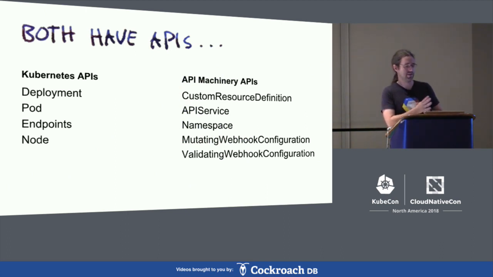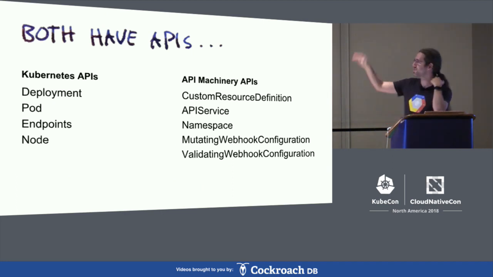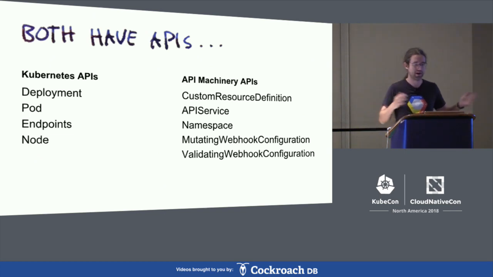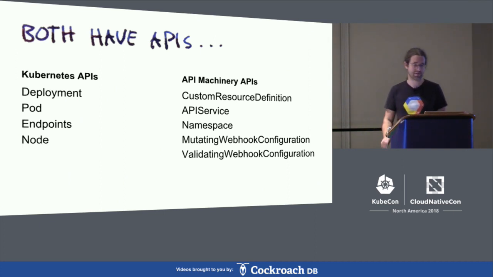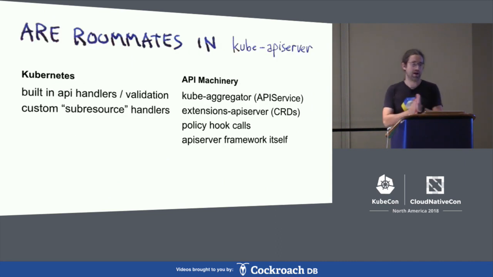So Kubernetes and API machinery both have APIs. Kubernetes APIs are, and these are not complete lists, these are just to give you the idea. The real list for Kubernetes APIs is quite long. But deployment, pod, endpoints, node, services, those are Kubernetes specific APIs. API machinery APIs are much more general, like custom resource definition. That's CRDs. This is the primary way of adding types to the system. API service, the way of adding aggregated APIs, or another way of adding types to the system. Namespace, a container for other types, other objects. Webhook configuration object, these are API machinery APIs. All of these things are served out of the binary kube API server.